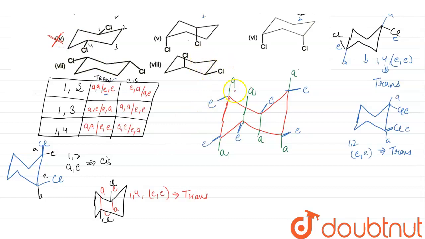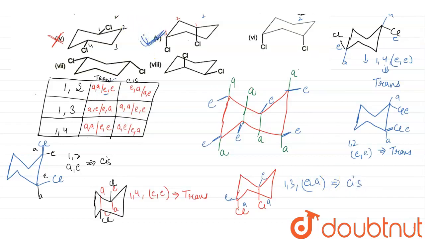Now coming to the fifth structure, we have a 1-3 system. This is our 1-3 system, with one chlorine over here and another chlorine over here. To see the cis trans again, this one is equatorial, this is axial and this is axial, this is equatorial. So 1-3 axial axial, it is cis. So yes, this part is cis.